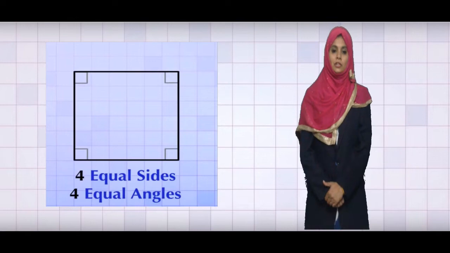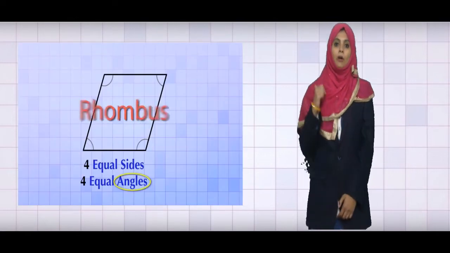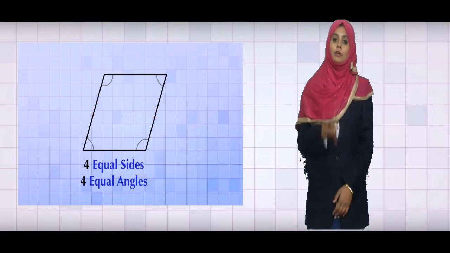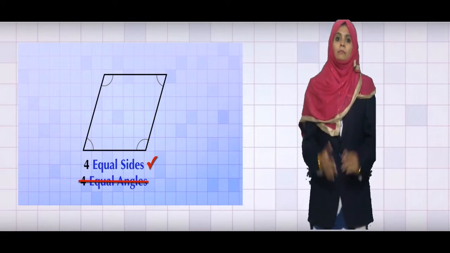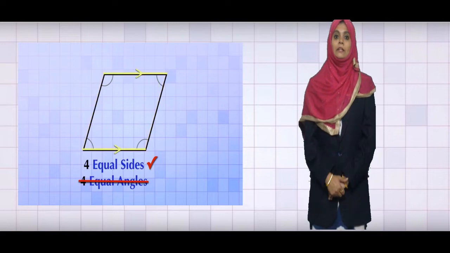Now we are going to change the angles of a square like this. Now it is a rhombus. A rhombus is a quadrilateral which has 4 equal sides but it doesn't have 4 equal angles. So once again, like a square, it is made up of 2 pairs of parallel sides.